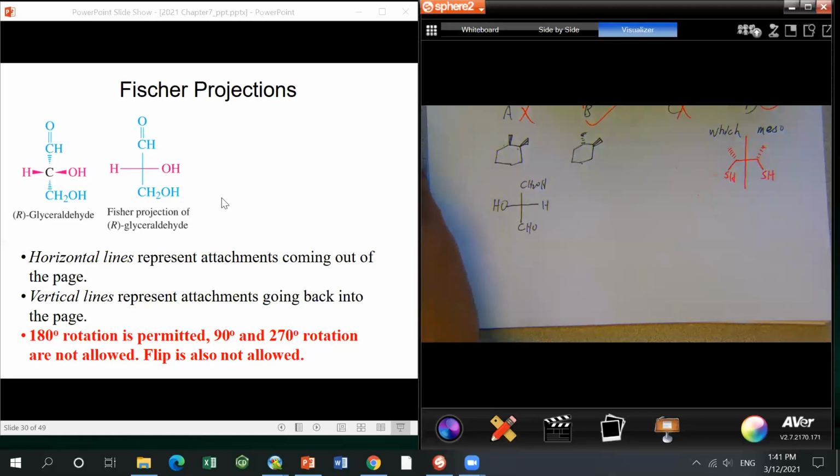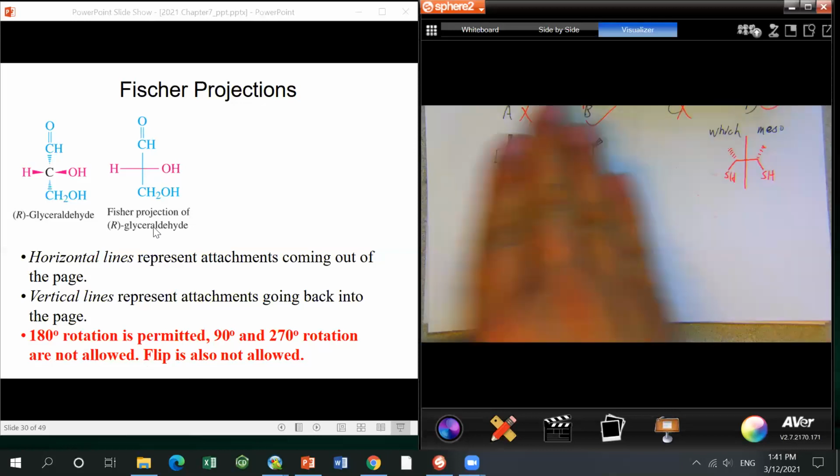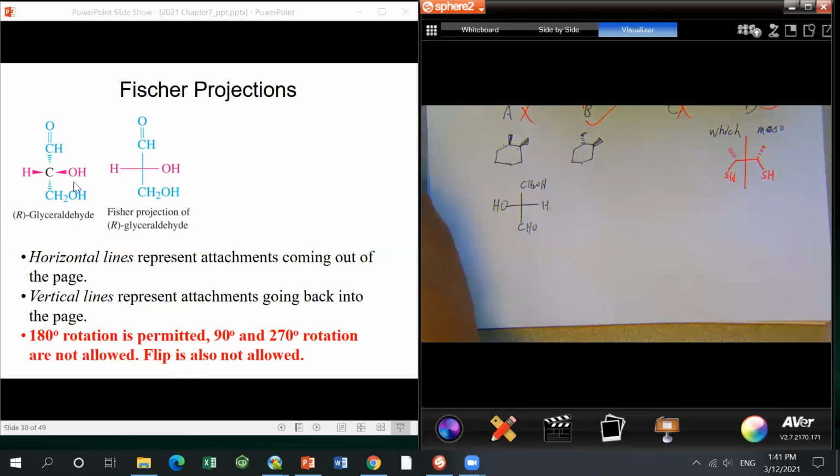Because if we rotate, for example, 90 degrees, this aldehyde goes here, the OH goes here, the CH2OH goes here, and the hydrogen goes here. That's where people get confused: the original wedge bond becomes a dash bond, and the dash becomes a wedge bond. It totally changes the stereochemistry, so don't do 90 or 270 degree rotations. Also, flips are not allowed. If you flip the molecule like this, that's also not allowed, because once you flip, wedge becomes dash and dash becomes wedge.